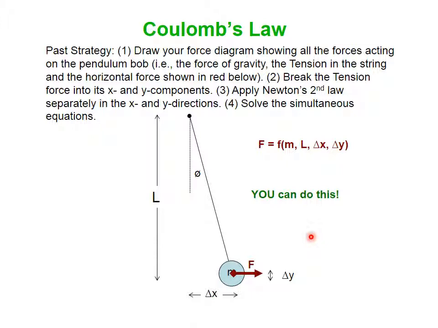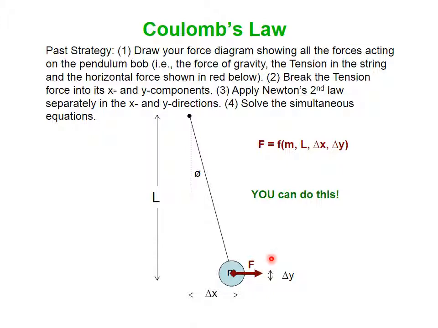In doing that, we will draw on old strategies that we learned in past units. We will draw a force diagram showing all the forces acting on the pendulum bob: the force of gravity acting straight down, the tension in the string acting along the cord here, and of course the horizontal force pushing the pendulum bob to the right.